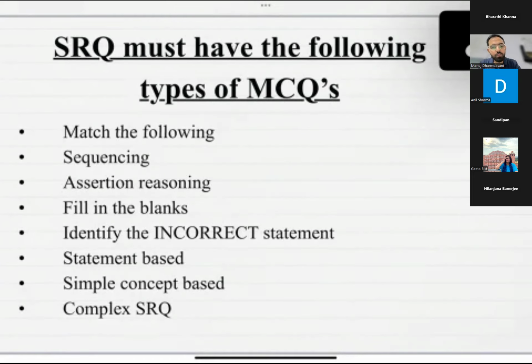So by these 8 categories, you can easily prepare your 20 questions of the 1 mark category, which is known as SRQ, or we can say the MCQ category. If you ask me the exact number, we have discussed what should be the exact number of these categories. So the numbers were like this. Match the following question.